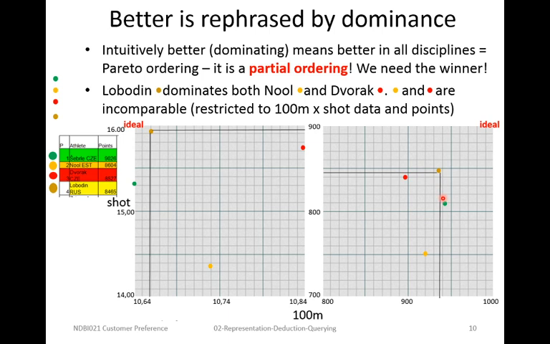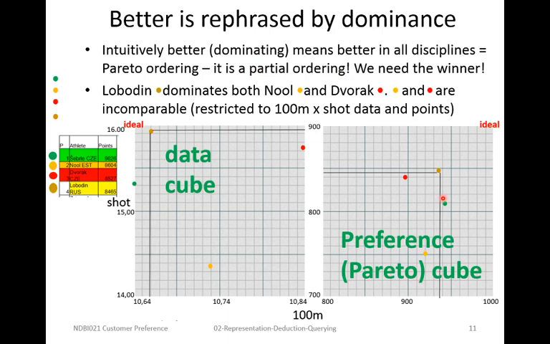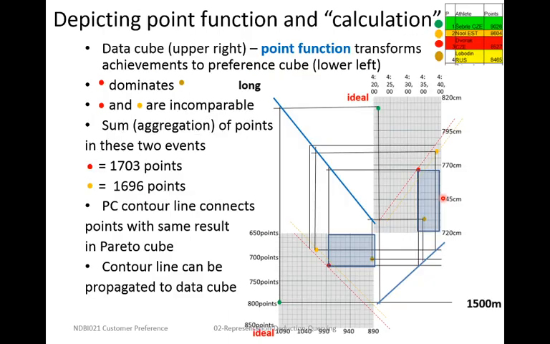Okay, so this is the motivation, or these are the observations from these sports, because of course these sports try to be fair. They try to be fair in the sense of deciding who is the best athlete, measured by 10 disciplines. Okay. So this will be called a data cube, and this is a preference cube, or sometimes it's called a Pareto cube.